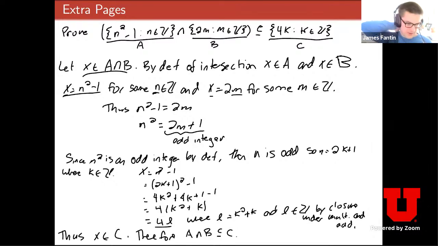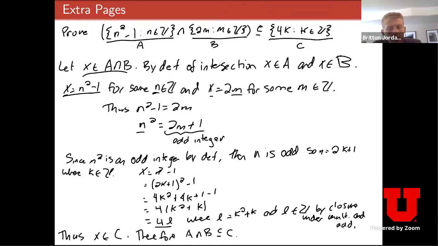So this problem's a little bit tricky in that we kind of had to play around with these values a little bit, and we had to come up with this idea that if we can show that n squared is odd, then we can plug that in, and we will be able to get something that looks like 4 times an integer.